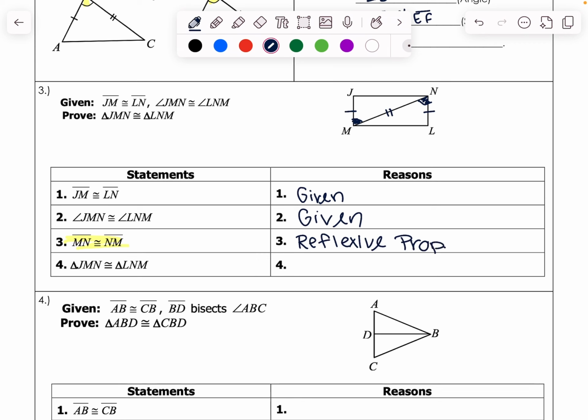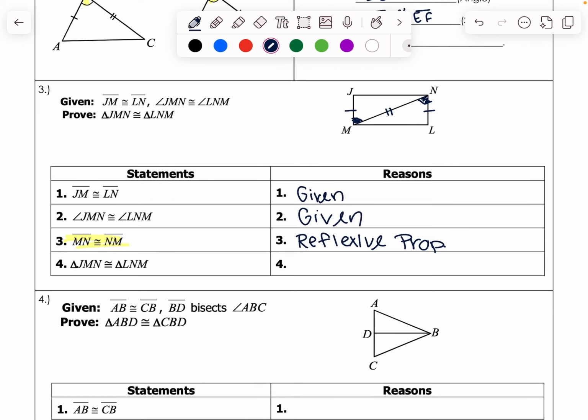Okay, so even though it looks pretty obvious that we know it's congruent to itself, we didn't mark it up on the triangle, so that's why we have to add a step and say it. Then our last step is to say our triangles are congruent, and that would be by SAS, because our angle is sandwiched in between those two sides.